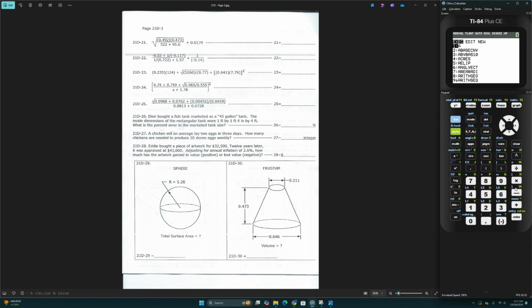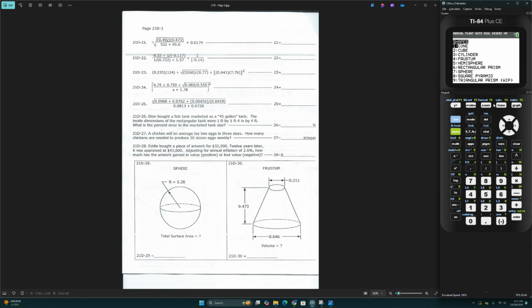So let's go back to Geomfig Alpha G, and it loads all this junk. Okay, so we're given a sphere, so it's 7, and we're given the sphere's radius, which is 5.26. And you get the total surface area to be 348.